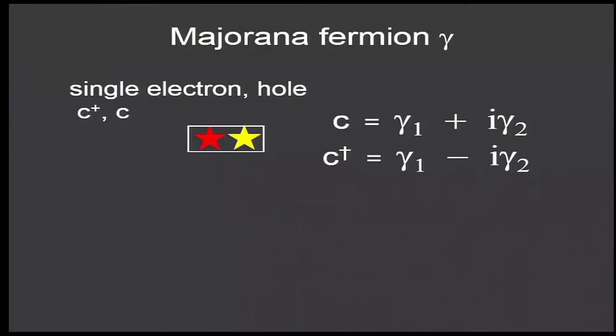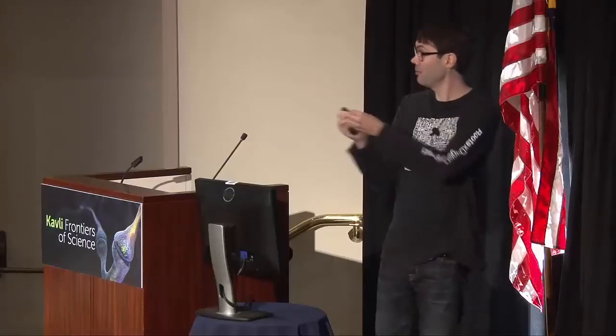And let's just say, okay, an electron is a box that has two of these Majoranas, gamma 1 and gamma 2. And of course, it's an electron. You cannot split them apart. They are traveling together, making an electron, these two Majoranas.